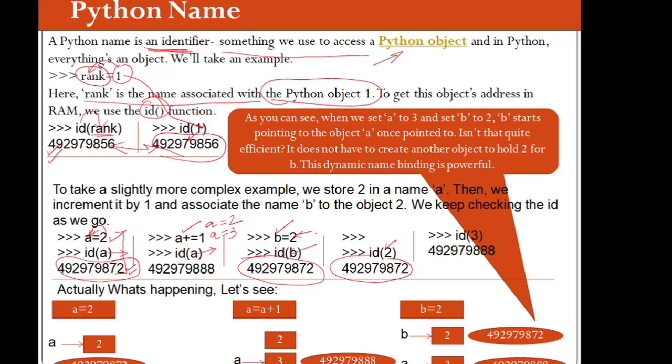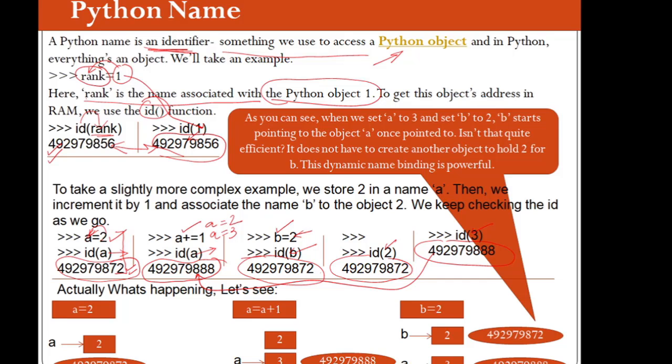Now when you have incremented, this becomes 3. Now you are trying to find the address corresponding to 3. So here you can see this value is the same as this value, right? So again, I am repeating.